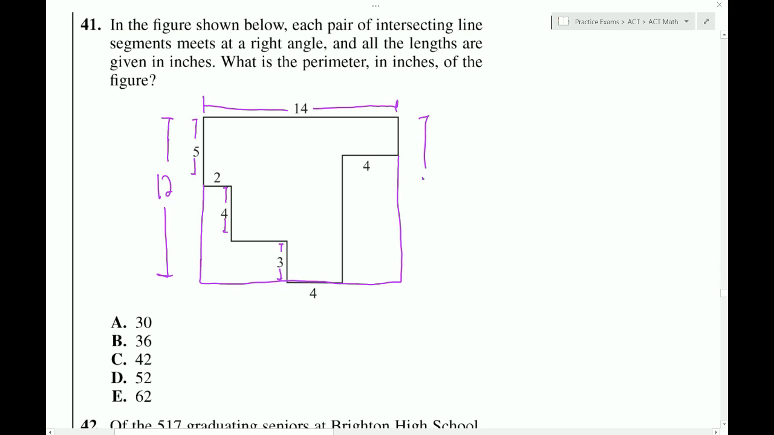Of course it'll be the same 12 on the other side, and this bottom will be the same 14 as we have up top. So we have 14, 14, 12, and 12. We have to add them together. 4 and 4 is 8, 2 is 10, 2 is 12. Then we have 5 ones, so we're getting 52 for the perimeter.